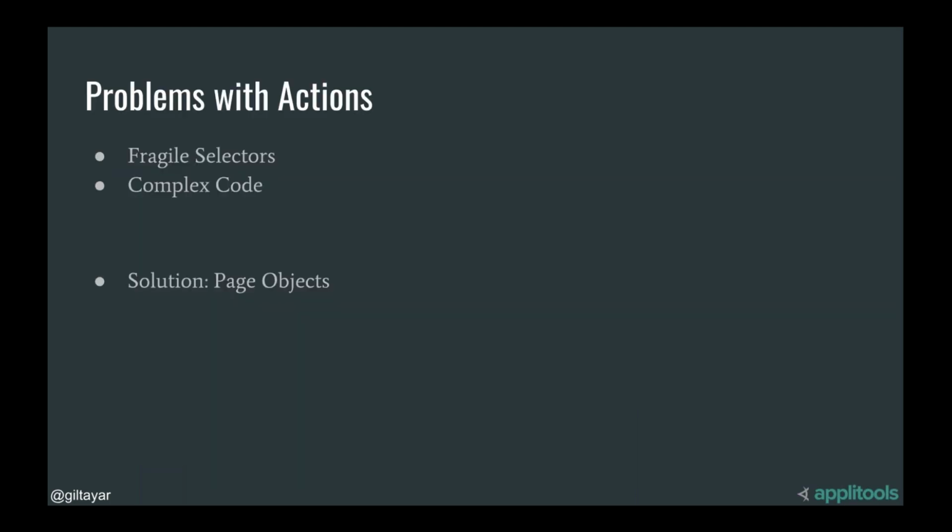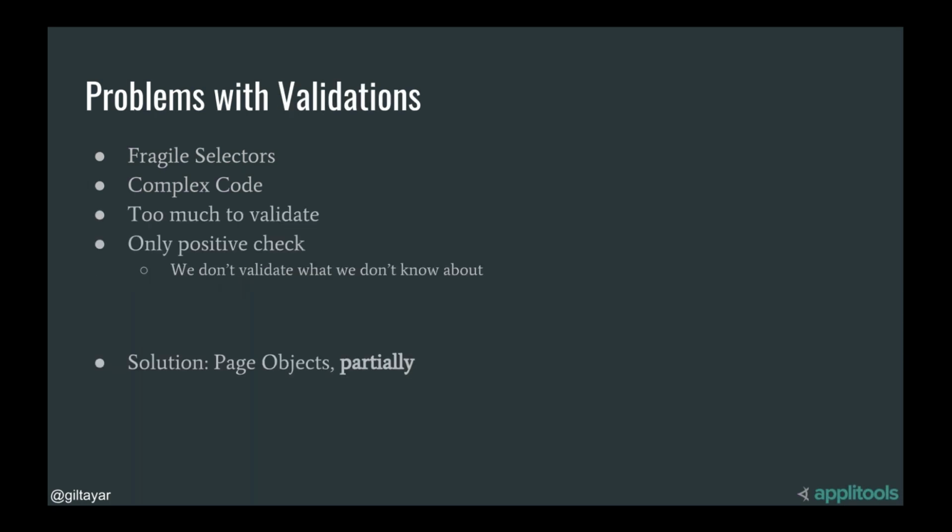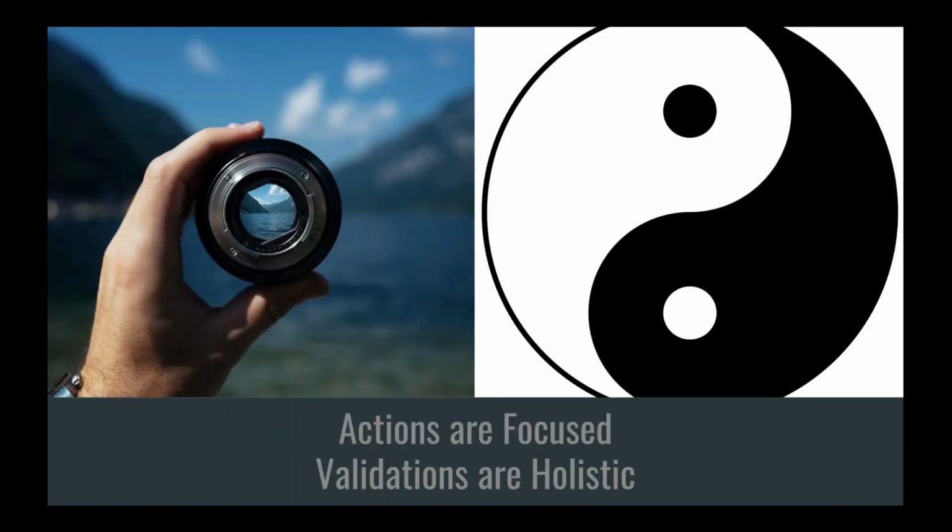So we have problems with the actions, fragile selectors, complex code, and the solution is pretty basic: page objects. Validations, we have fragile selectors and complex code, and that can be worked with page objects, but there's too much to validate, and we only do positive checks. We don't validate what we don't know about. So the solution here is page objects, but it's not really a solution. It's not a full solution. It's good enough, but we want to be better.